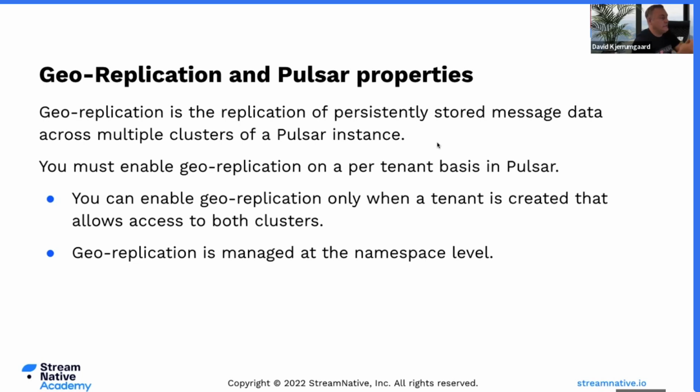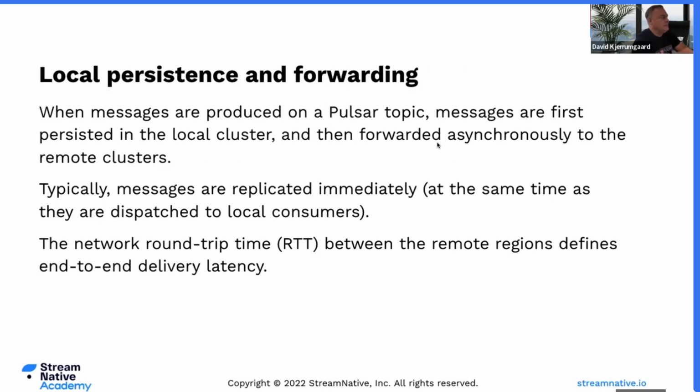And it is managed at the namespace level. So it's enabled at the tenant level, but it's managed at the namespace level. The model it uses is local store and forwarding of a message. So it gets written to the local cluster first. When messages are produced to a Pulsar topic, it goes through the traditional path. It comes into the assigned broker that has that topic, puts it in its local cache, writes n number of writes to the bookies, gets the ACK quorum back, acknowledges it, and then it's done.